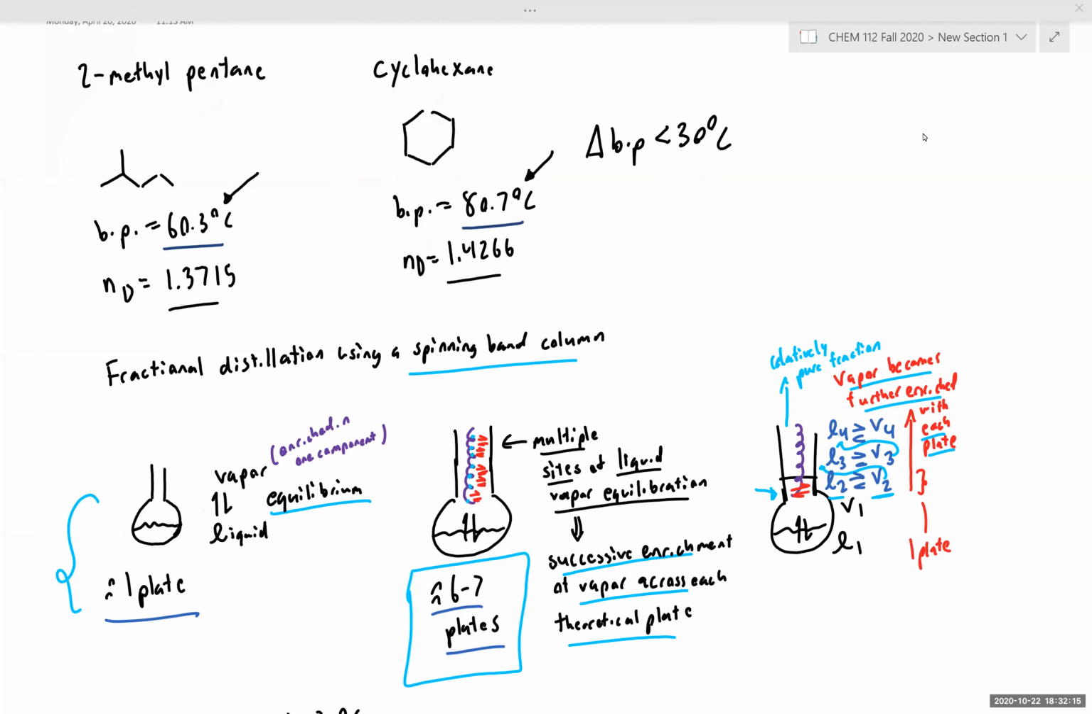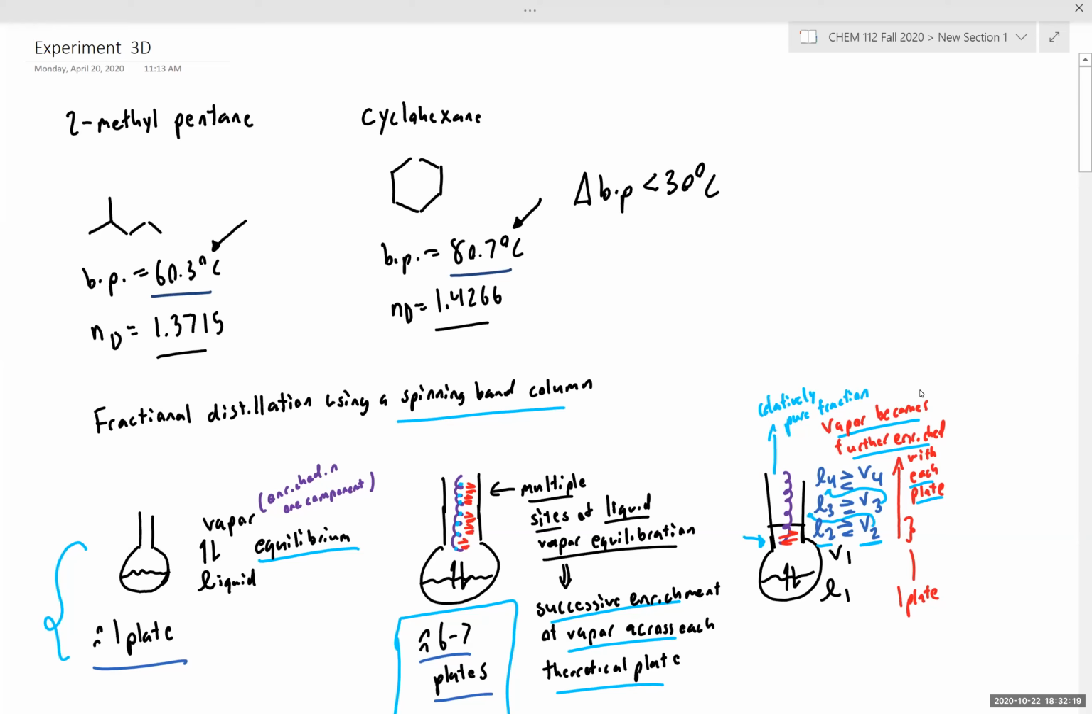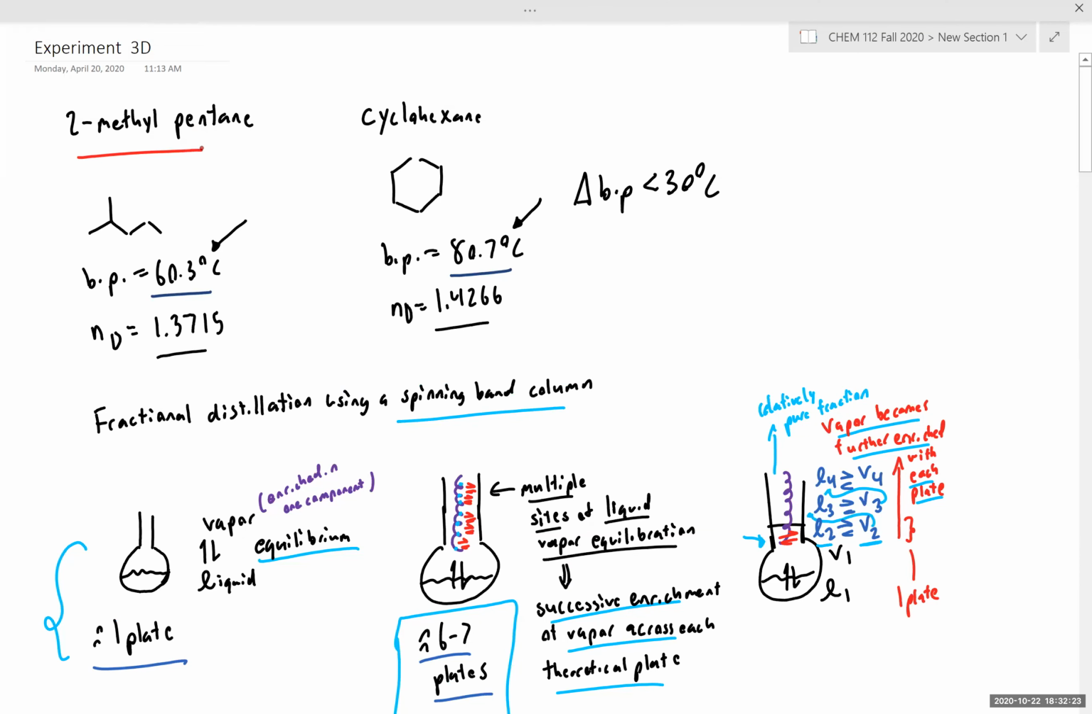Let's get started with today's pre-lab lecture. So in distillation experiment 3D, we're going to be looking at the separation of 2-methylpentane and cyclohexane.